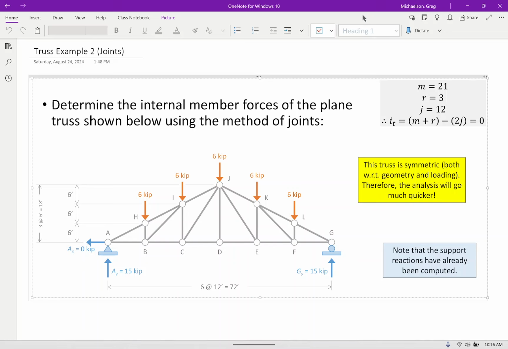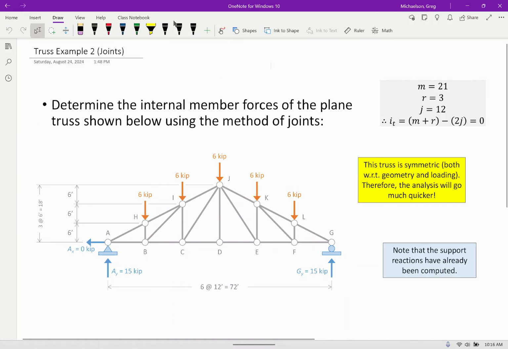Now, before we move on to the actual analysis, there's something I can point out without doing any math. This member, DJ, is a zero force member. In other words, it does not have a tensile force, it does not have a compressive force. The force inside that member is zero. Some of you are like, how did you figure that out? We're going to talk about that on Monday, how I was able to just look at the truss and tell you that it's zero. There's actually a very easy way of doing it, and we will do that. But I'll go ahead and tell you that's a zero force member.